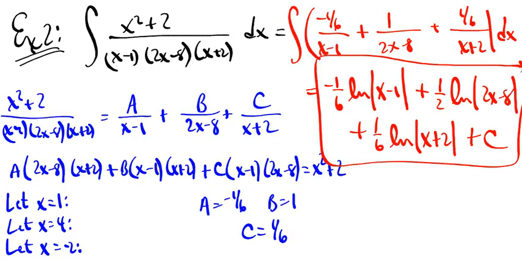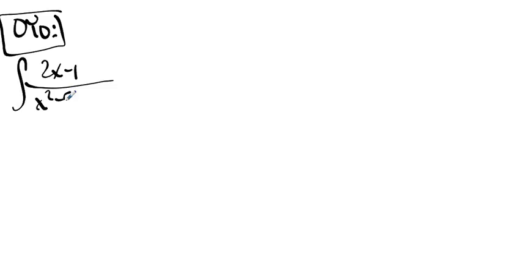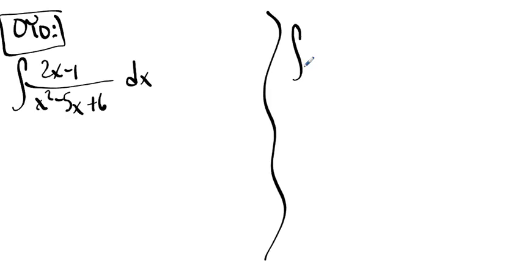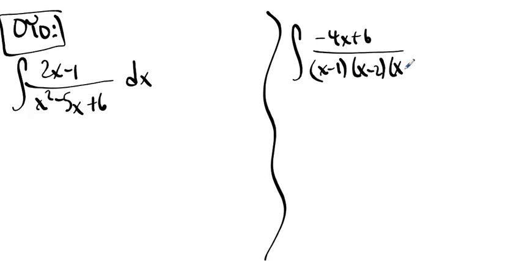Okay. You might well pause, not that we're done, but you might pause to check for understanding. You might try to integrate 2x minus 1 over x squared minus 5x plus 6. And you may try to integrate negative 4x plus 6 over x minus 1 times x minus 2 times x minus 3 dx. You may take a moment and do that. We can talk about that when we gather in class. Not a big deal. A couple of things we should talk about beyond those.